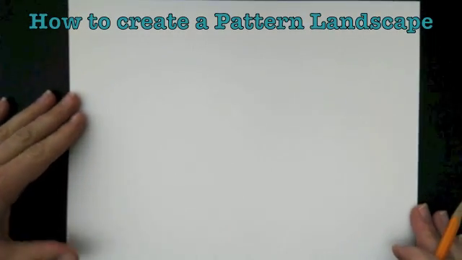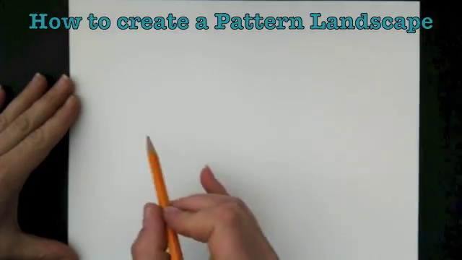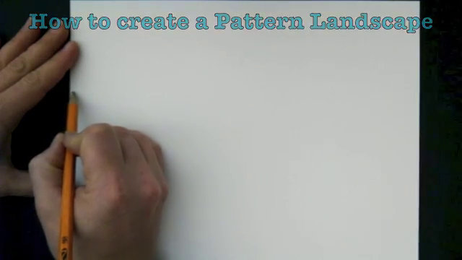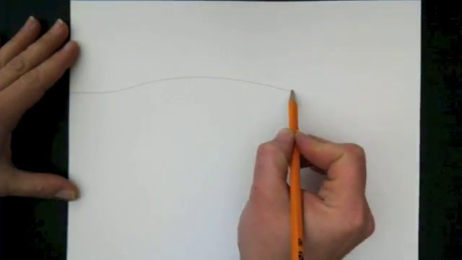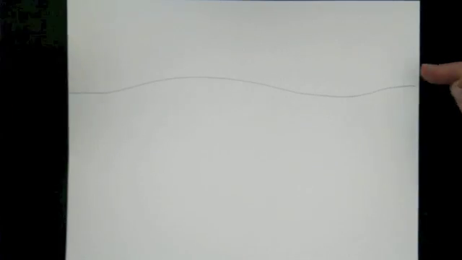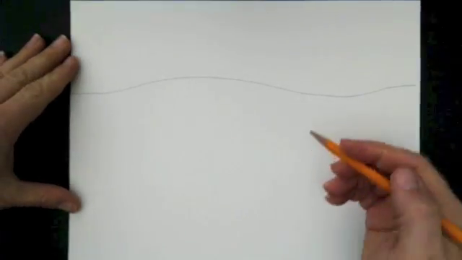All right, for our final landscape, we're going to start with our pencil. And of course, we'll draw a horizon line to start out with. Remember, the horizon line should be halfway or higher. Halfway on the page or higher.